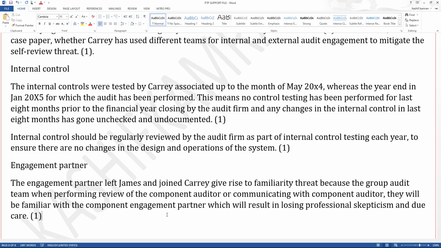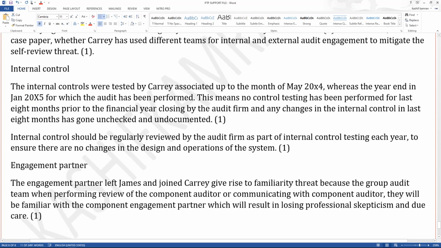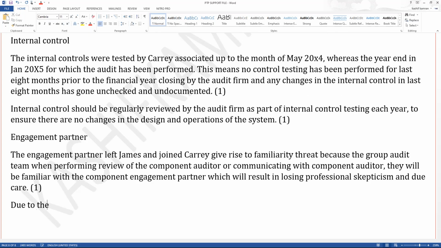With the engagement partner, now the second problem: the partner left, there was a familiarity threat. Then what happened exactly? Have we performed a proper review of Carey Associate? Have we performed a proper review of the independence, competence, and experience of Carey Associate? Because the next point says there is nothing else on the file in relation to that. I hope you remember the session yesterday when we were reading the case of Cameroon. We have not performed a proper check and balance on Carey.